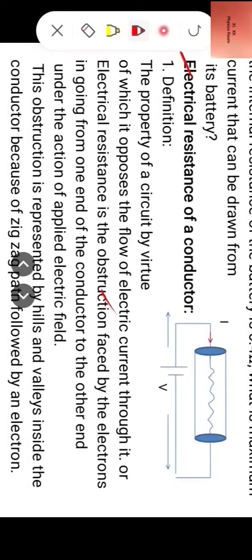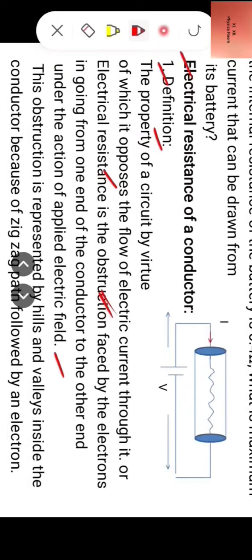Electrical resistance of a conductor. First, definition: the property of a circuit by virtue of which it opposes the flow of electric current through it. Or we can define it in another way: electrical resistance is the obstruction faced by the electrons in going from one end of the conductor to the other end under the action of applied electric field.